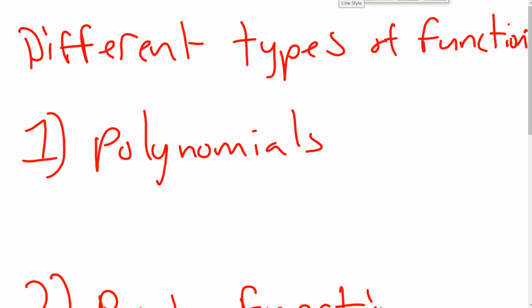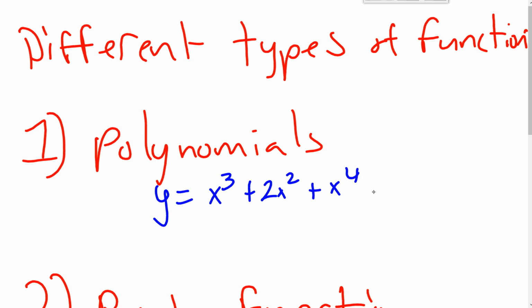So we have different types of functions. We have polynomials, like y equals, or f of x equals x cubed plus 2x squared plus x to the fourth minus 3, something like that. Here, in most all polynomials, your domain is going to be from negative infinity to infinity. So there's domain.